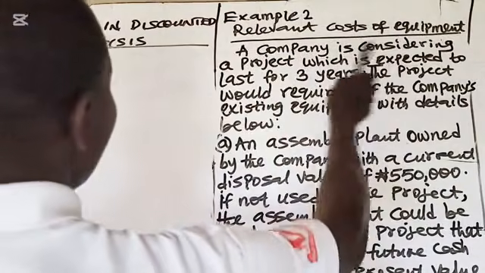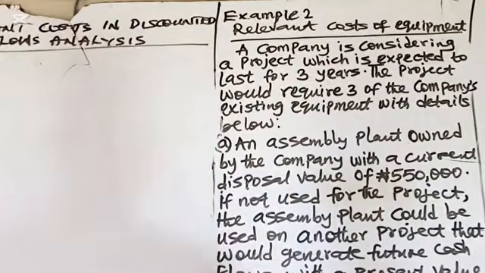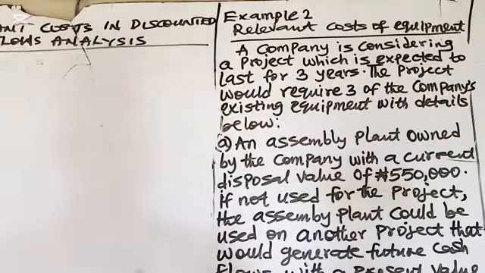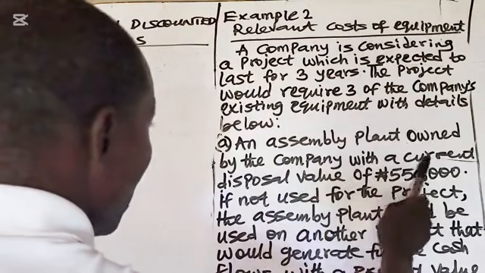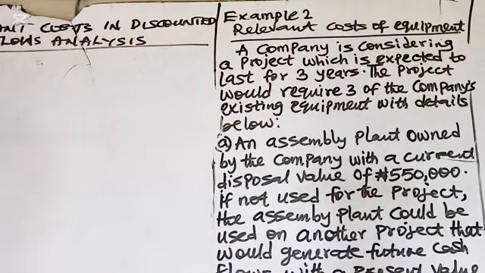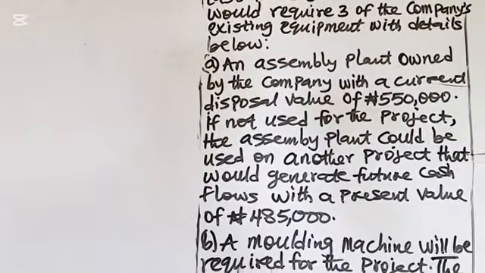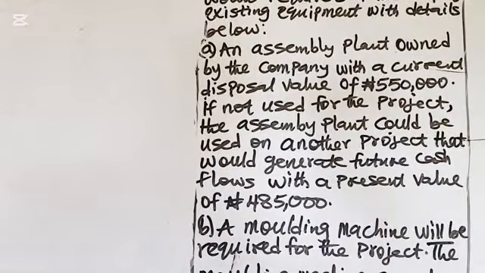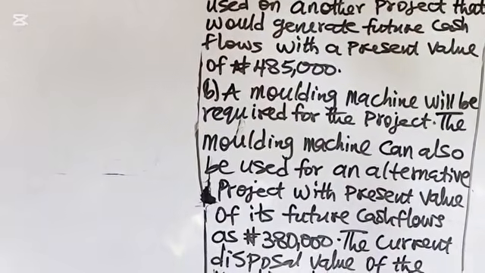A company is considering a project which is expected to last for 3 years. The project will require 3 of the company's existing equipment with details below. A. An assembly plant owned by the company with a current disposal value of 550,000 naira, if not used for the project. The assembly plant could be used on another project that will generate future cash flows with a present value of 485,000 naira.